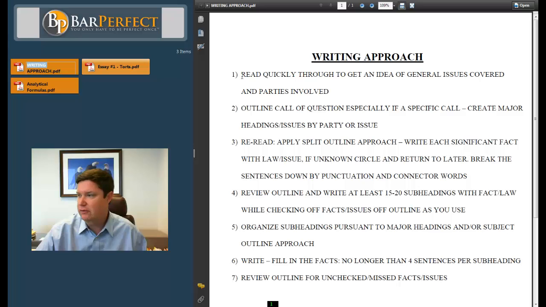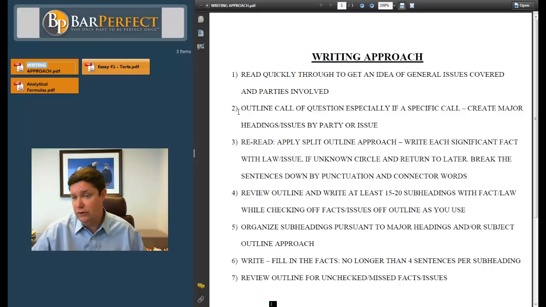What we have over here is our writing approach. There are 7 basic guidelines. The very first thing that you're going to do when you get an essay is read quickly through it to get a general understanding of the issues covered and the parties involved.